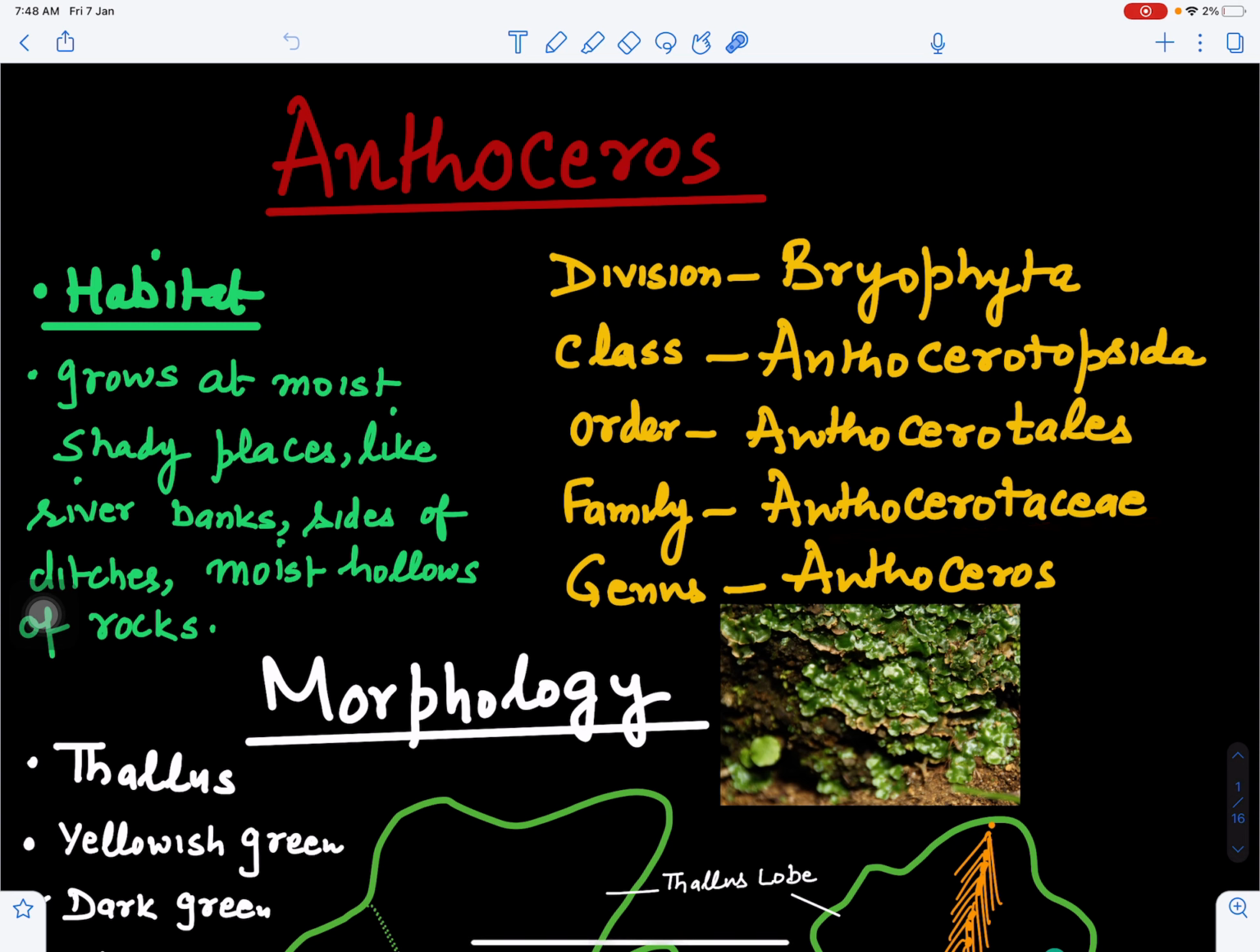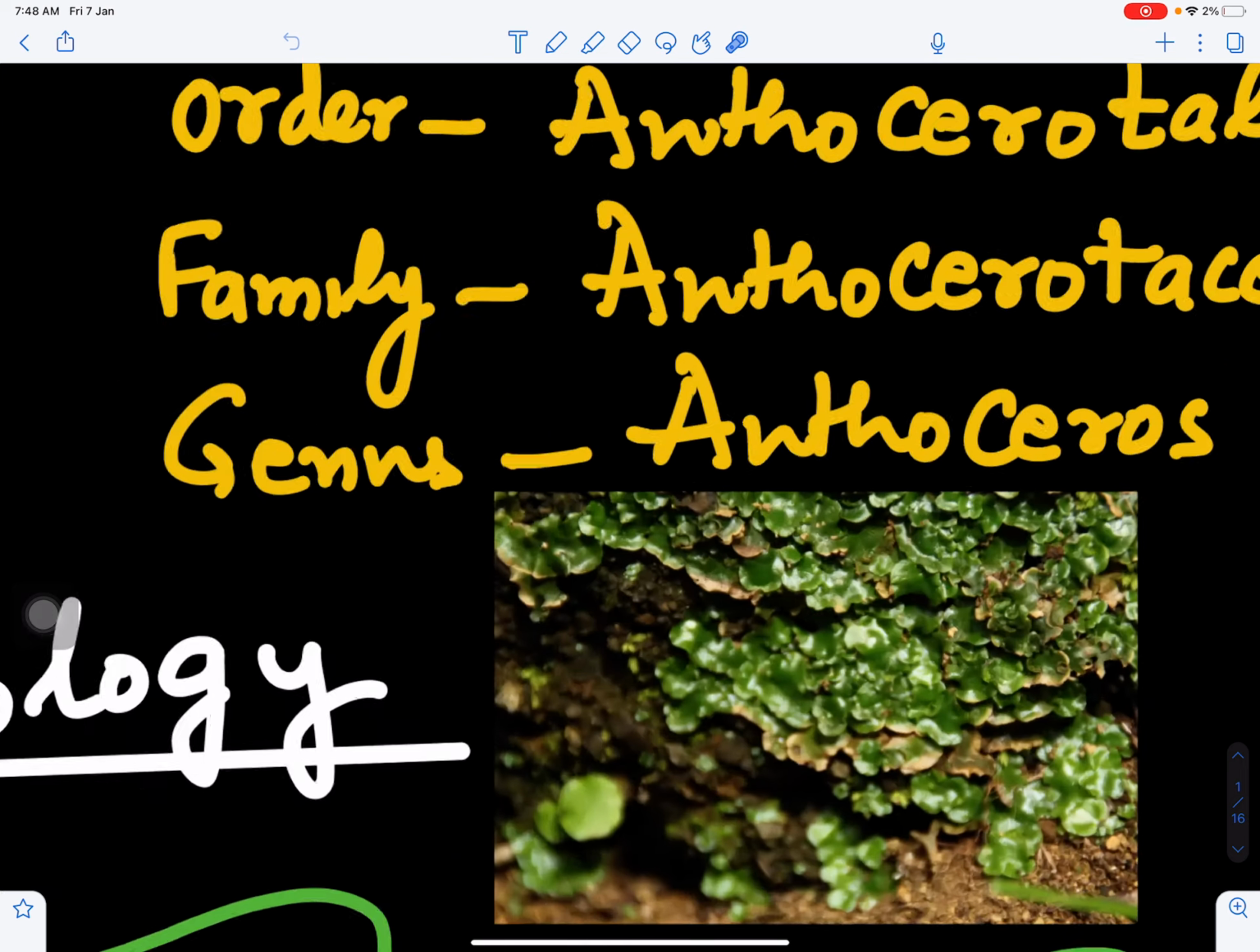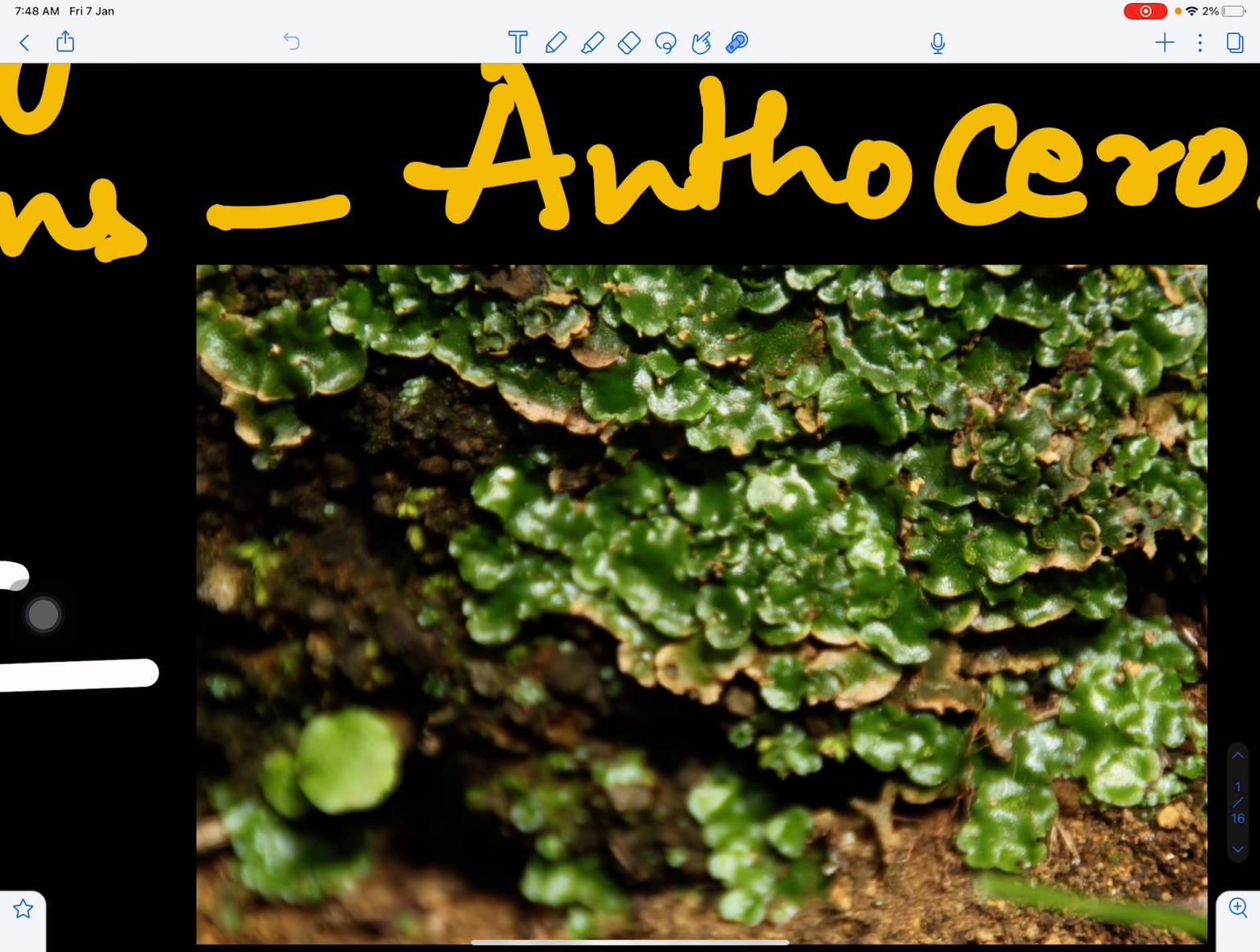Now, if we see its occurrence, where it is found, this mostly grows at moist, shady places which are damp, along the river banks, along the sides of the ditches, along the temporary puddles or pools. This may be found on the crevices or hollows of the rocks or on the moist, damp rocks. Now, we can see here this is growing in groups.